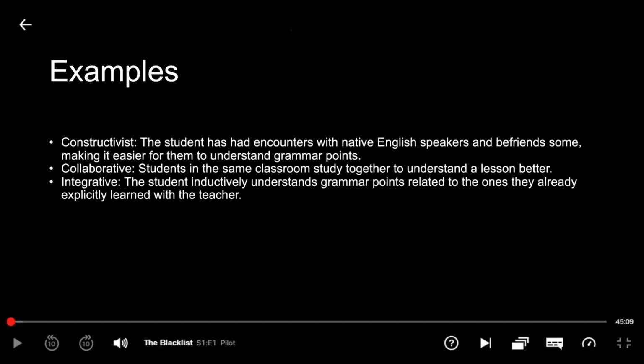Here are some examples for the constructivist, the collaborative, and the integrative. In the constructivist, the student has had encounters with native English speakers and befriended some, making it easier for them to understand grammar points. In the collaborative, the students in the same classroom study together to understand a lesson better. And lastly, in integrative, the student inductively understands grammar points related to the ones they already explicitly learned with the teacher.